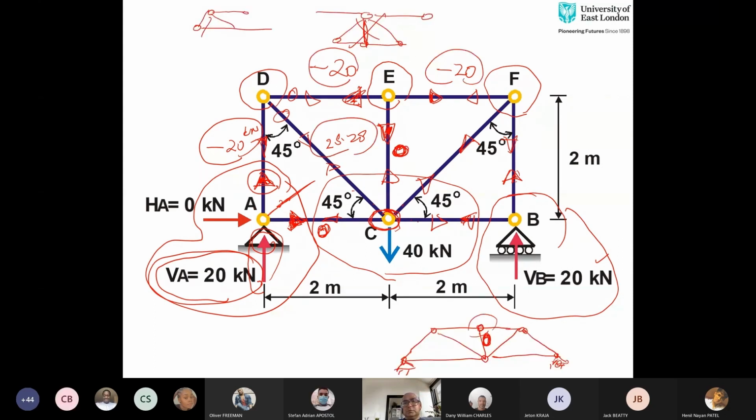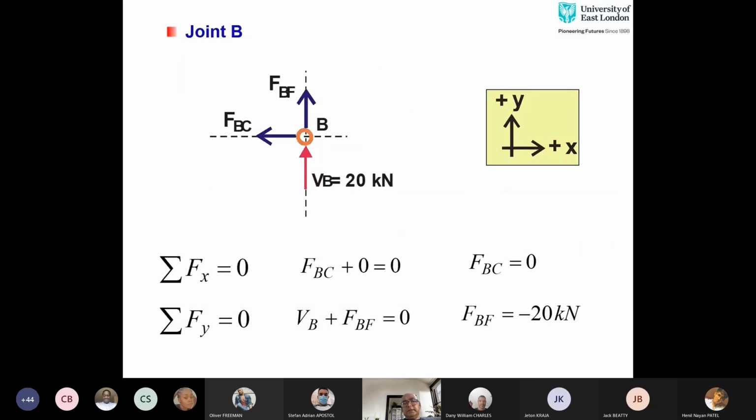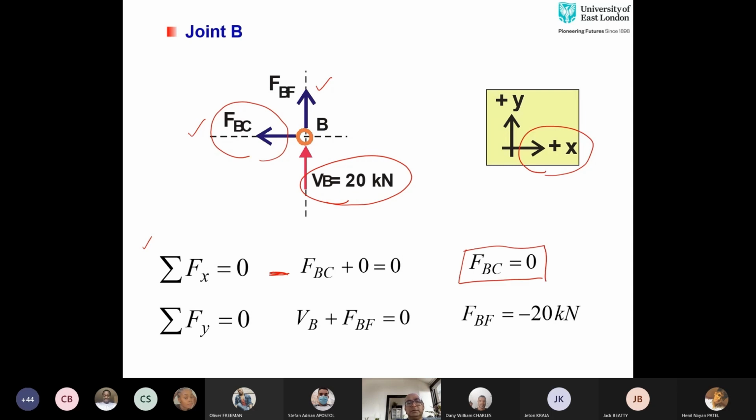Then I will move to joint B. At joint B, I have this reaction. I have vertical force BF, I have horizontal force BC. First, I will use summation of horizontal forces equal to 0. Horizontal forces means that I have FBC equal to 0. I have this vertical force, which is FBF, summation of vertical forces equal to 0. Both forces, the reaction and the force itself, are pointing upwards, which means that both of them are positive. This will give me a negative value.